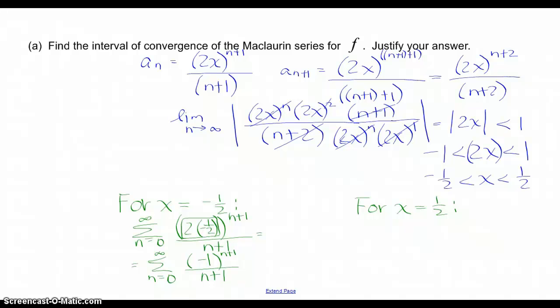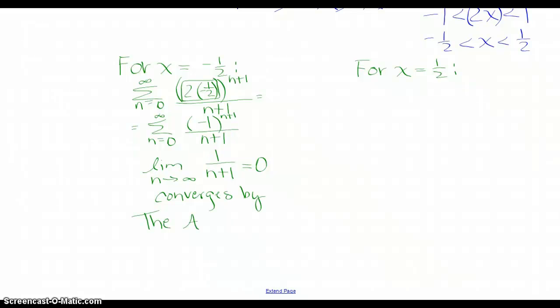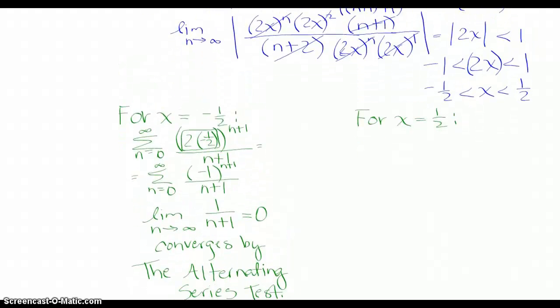And this is an alternating series. So we're going to run the alternating series test. The limit as n approaches infinity of the positive portion, that does indeed go to 0. 1 over huge is tiny. This converges by the alternating series test. So there's our left endpoint. It is included.